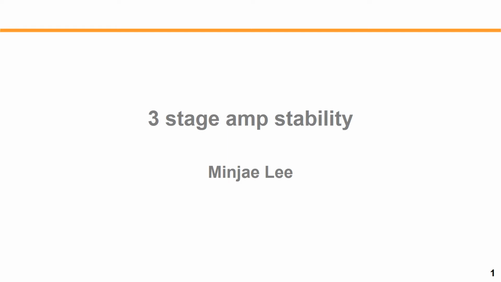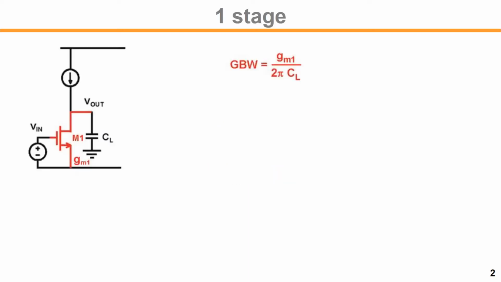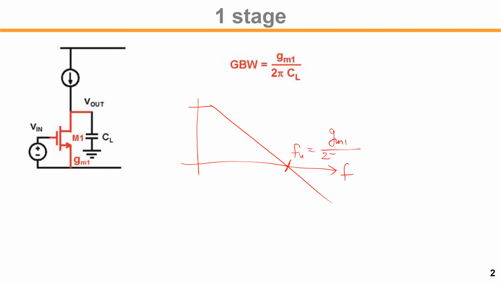So far we just looked at the two-stage amplifier. Now we will see the three-stage amplifier. Let's just start from the first stage amp. In this amp we have an output pole. So in the Bode plot we have only the dominant pole at the output. So what we care about is this GBW, FU.